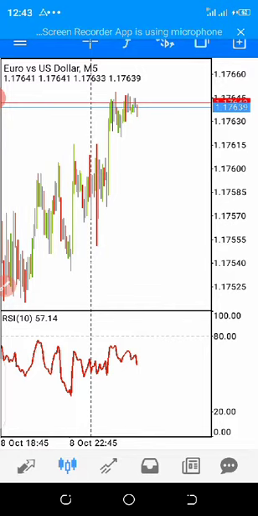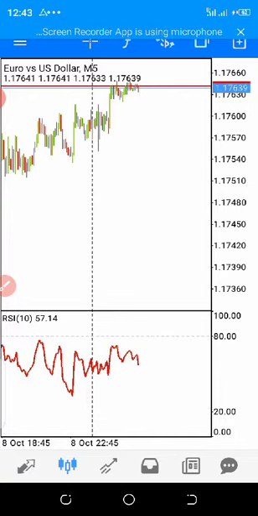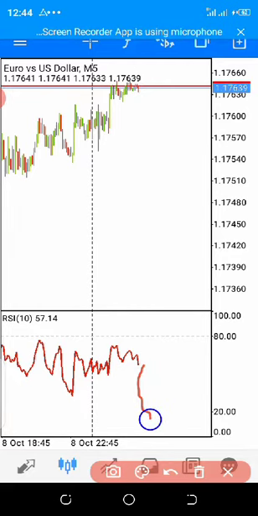Once this thing is coming down this way, look at the last place here. It's likely to come down here. Once it hits this 20 and retraces back this way, that is when you enter. That is your entering point. You buy. The market will definitely buy to this extent.